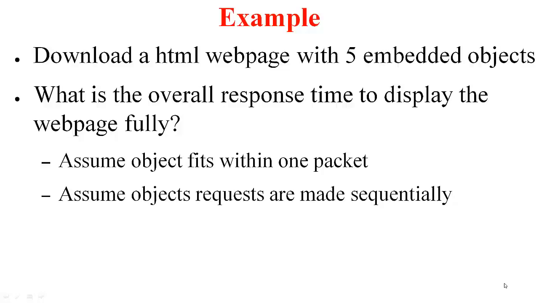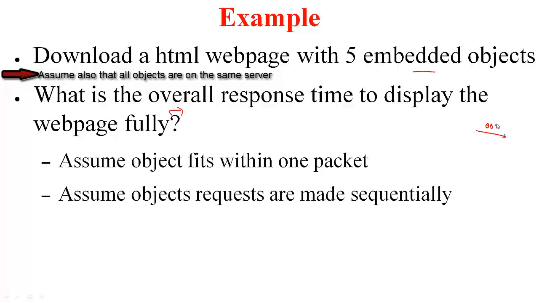Suppose you are using HTTP non-persistent connections and you want to download an HTML page which in turn has 5 embedded objects within it. Now what will be the overall response time to display the web page fully? By fully I mean including displaying these 5 embedded objects. Now assume that an object fits within one packet, and assume also that the object requests are made sequentially. In other words, you request object 1, and only when the reply comes do you request object 2, and so on. So calculate what the overall response time is going to be.